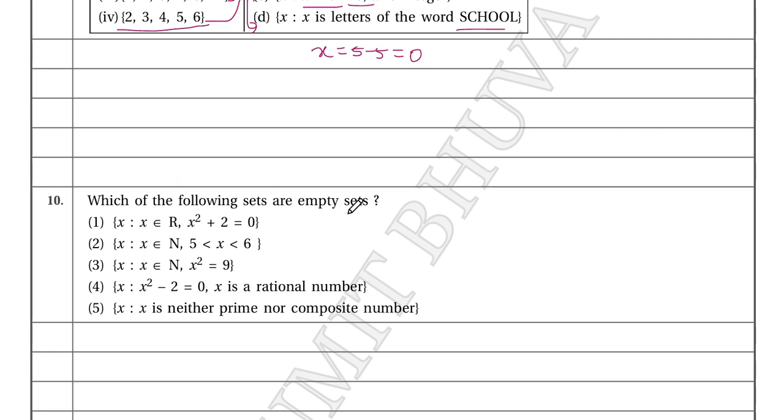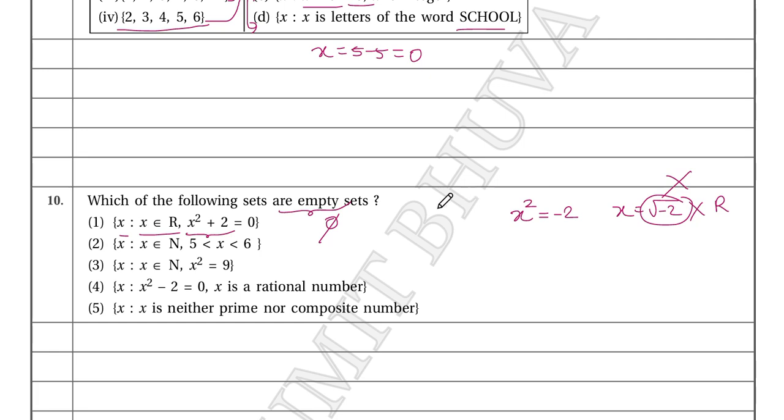Which of the following sets are empty sets? We have to check whether each is empty or not. The first one: x such that x belongs to R, x square plus 2 is equal to 0. If you solve, x square is equal to negative 2, so you'll get x is equal to square root of minus 2, which is not there in the real numbers. This type of number is called a complex number, which is not there in the real numbers. That means the first set is empty.